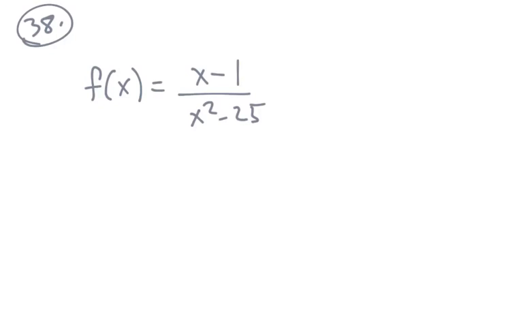Okay, number 38, they're asking us for the vertical and the horizontal asymptotes. So the first thing is the vertical asymptote. The vertical asymptote is when you have a rational function, which is what we're given here. Basically, you're given something with fractions and polynomials inside of fractions. The vertical asymptote is when the denominator is equal to 0, because when the denominator is equal to 0, it is undefined. So all you have to do is take the denominator, set it equal to 0, and solve.